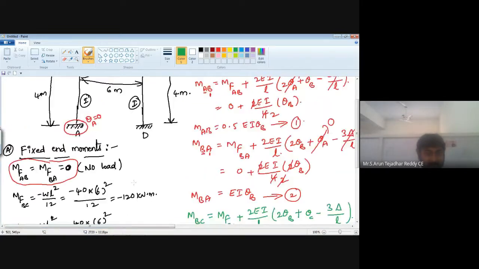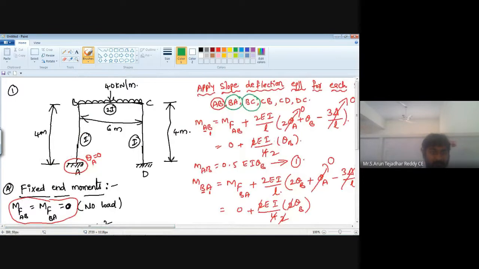Here, now it is B to C. B to C is the intermediate support, so here we will have some theta values. It means theta B is unknown, theta C is unknown. See, only when the end support is fixed is your slope 0. Remaining are not 0.